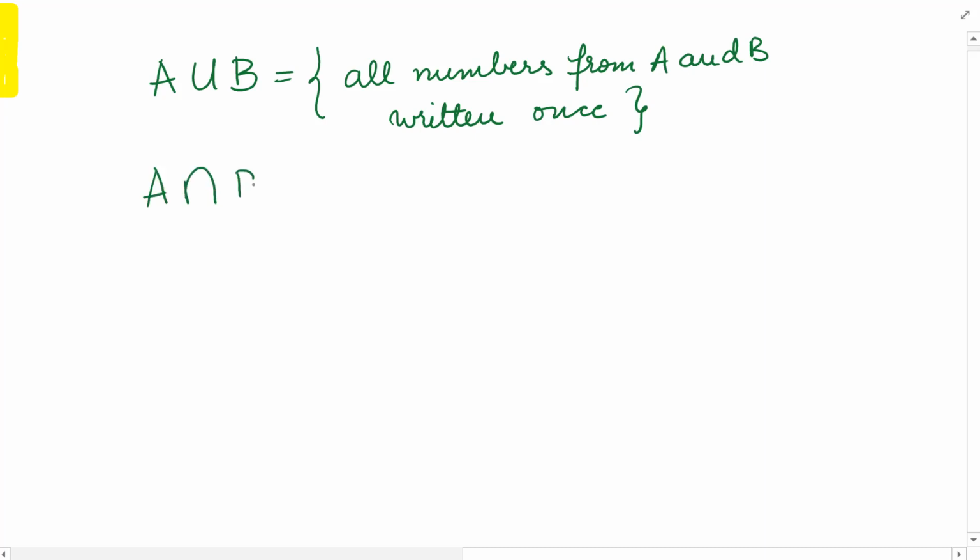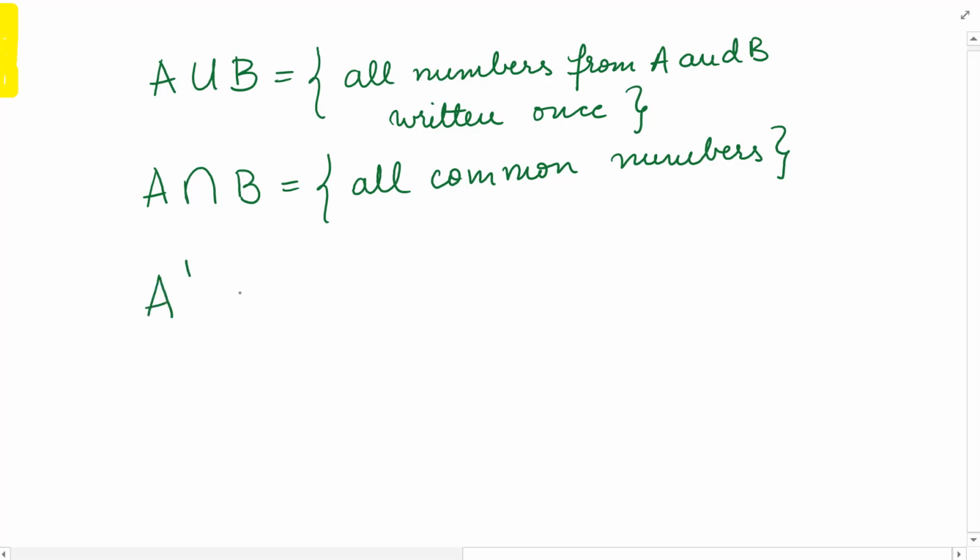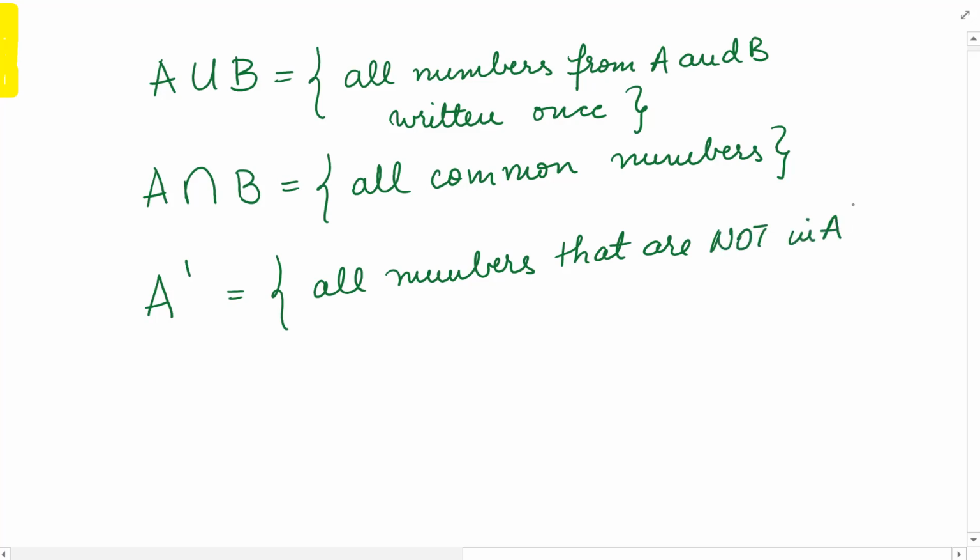A intersection B is the set of all common numbers. So if 2 is in A and B, it is going to be in the intersection. And A prime means the complement of A, and it's the set of all numbers that are not in A. And that is usually given a bigger set where we compare with A. But let's get back to our problems.